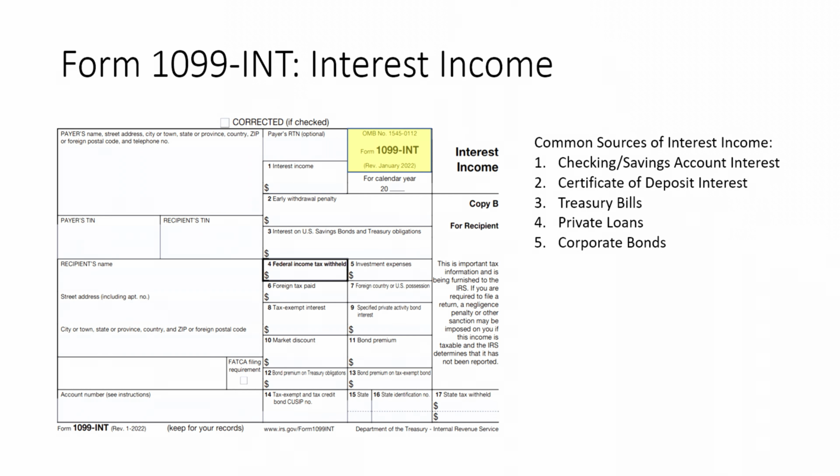Box 8 is for tax exempt interest. Again, if you recall my last video, even if the interest is not taxable, you still have to report on your taxes, and that's going to go in Box 8. And the rest of these generally are not going to apply to the average person, so we won't do a deep dive.